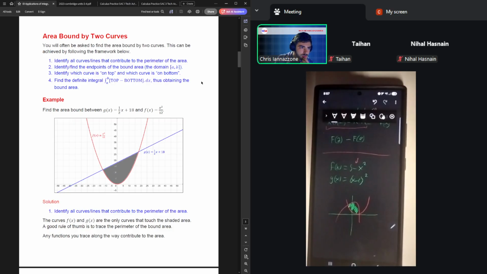I've got the procedure up on screen share if you like, or also as a screenshot in the chat.